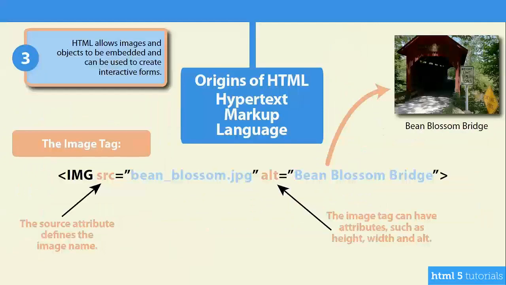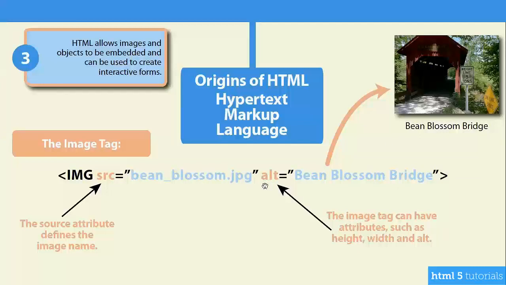HTML allows images and objects to be embedded and can be used to create interactive forms as well. So here's an example of the image tag. It's simply the letters IMG inside the angle brackets. But you have to tell it a few things, and one of the main ones is an attribute called source. SRC is the source attribute, and that's telling the browser which photo you want to use, and in some cases you have to tell it where that photo is located. So here, source equals, and notice it's in quotations, beanblossom.jpg. That's the actual name of my photo, which happens to be this beautiful photo right here.